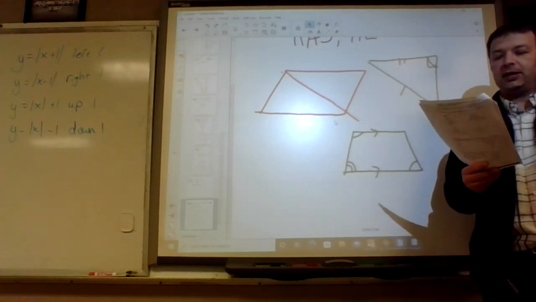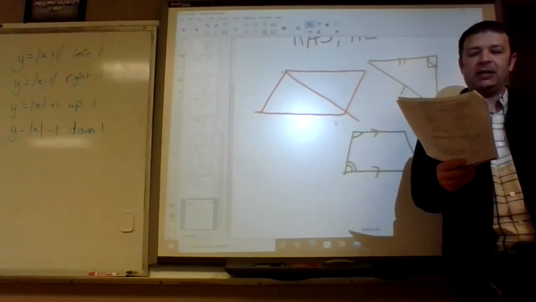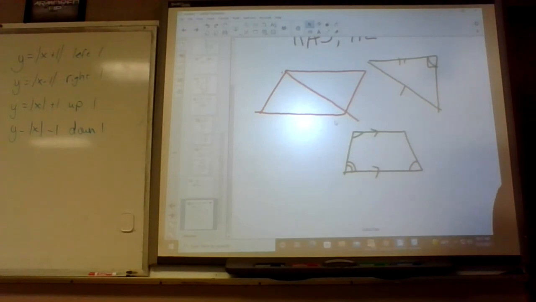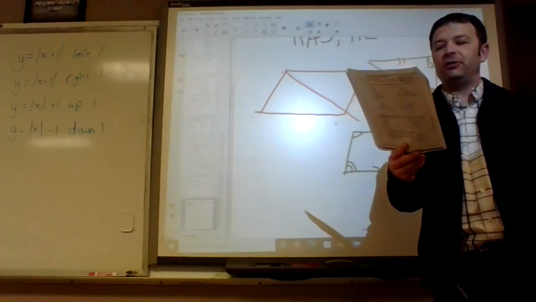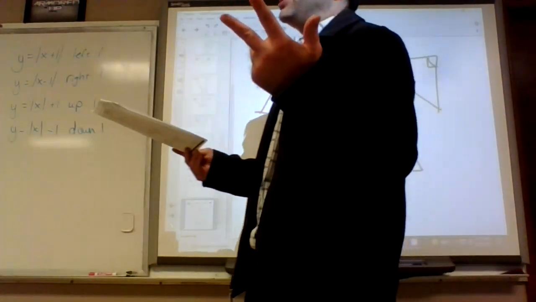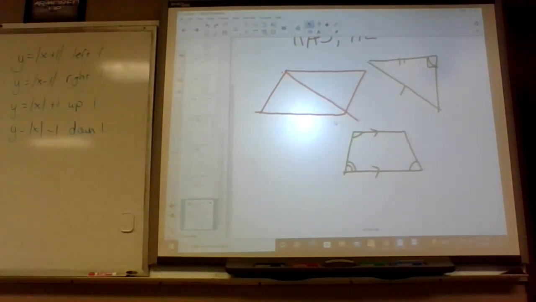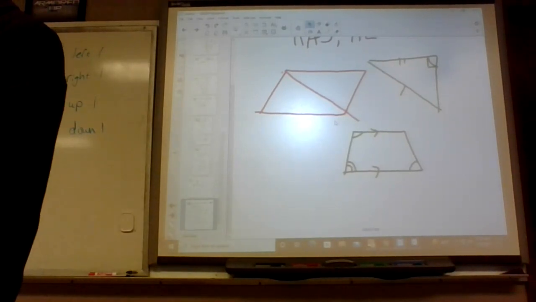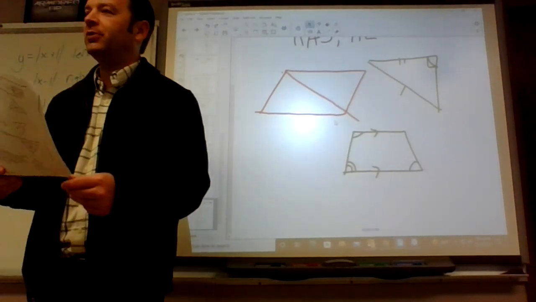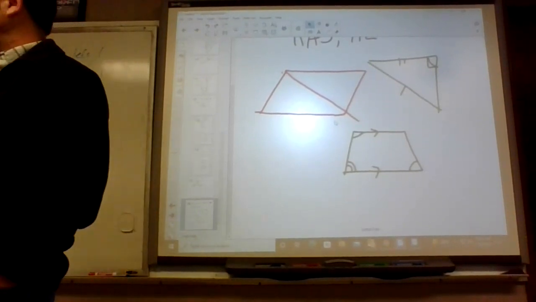Okay, on number 9, do we know for sure, yes or no, that A is a parallelogram? Yes. Opposite sides are congruent is one of the ways. Opposite angles are congruent. Diagonals bisect. One pair of opposite sides is congruent and parallel. Those are the ways.